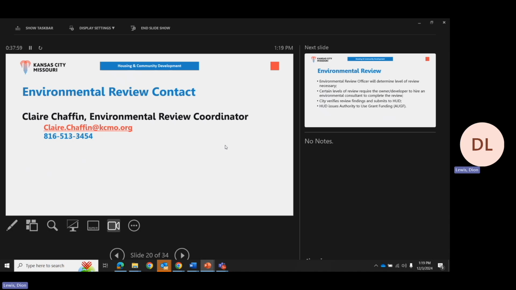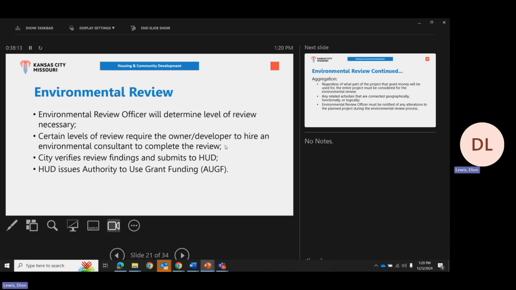And here's the deal: Claire gets the approval through HUD. If Claire never gives you an approval letter back that says you're good to go, you can't do nothing. Understand too, you can't start on any type of work until the environmental review is done.